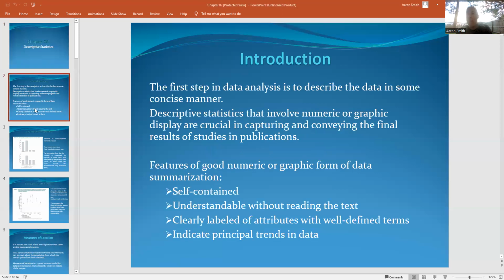The first step in data analysis is to describe the data in some concise manner. Descriptive statistics that involve numeric or graphic displays are crucial in capturing and conveying the final results of the studies that you're working on. Good numeric or graphic forms of data summaries are self-contained, understandable without reading the text, clearly labeled with well-defined terms, and indicate principal trends in the data.